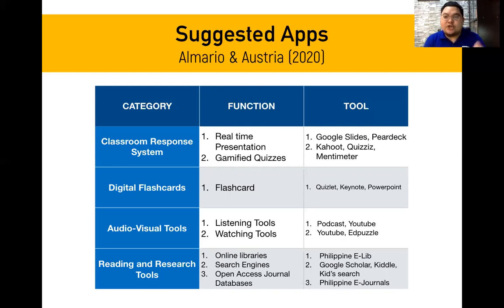As an introductory activity, you can make use of Mentimeter. You can still use flashcards. In the traditional way, we write it on a cardboard and flash it to the students. Right now, I can already make use of Quizlet or Keynote or PowerPoint presentation to present these words to our class. And then audio-visual tools like listening tools, like podcasts or videos in YouTube.